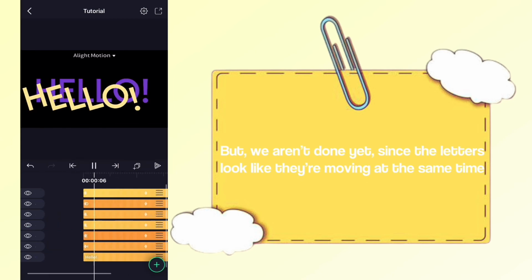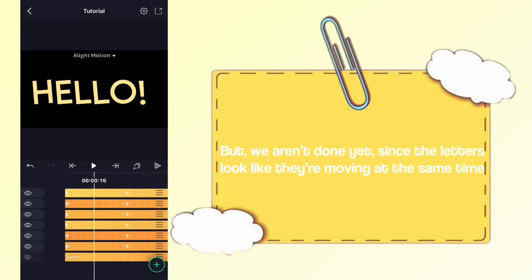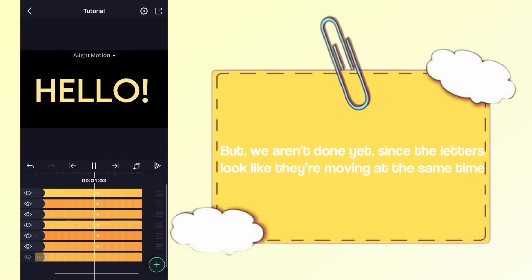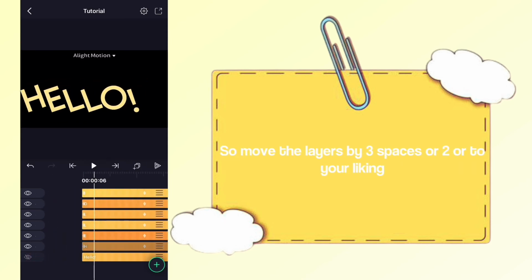But we aren't done yet, since the letters look like they're moving at the same time. Kind of doesn't look really nice. So move the layers by 3 spaces or 2 spaces, or to your liking, and make sure they're even so they come off rather smooth.